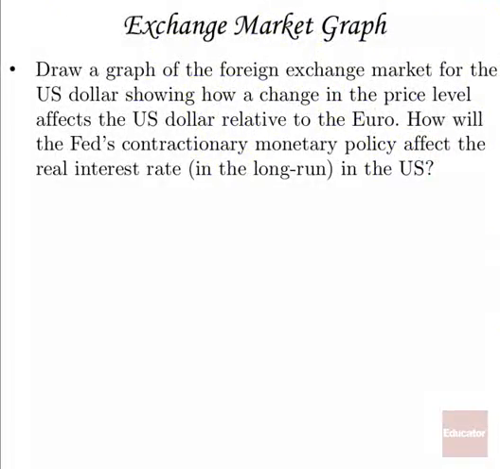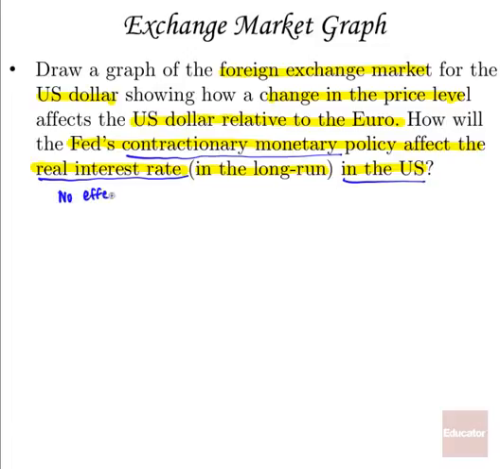Okay, now let's take a look at the exchange market. Draw a graph of the foreign exchange market for the US dollar, showing how a change in the price level affects the US dollar relative to the euro, and how will the Fed's contractionary monetary policy affect the real interest rate in the long run in the US. Now let's actually answer the second part first. How will the Fed's contractionary monetary policy affect the real interest rate in the long run in the US? And the answer to this is no effect in the long run. The reason being is that money is neutral.